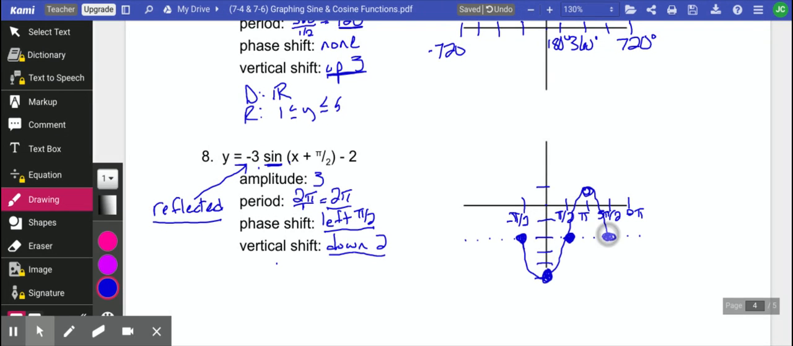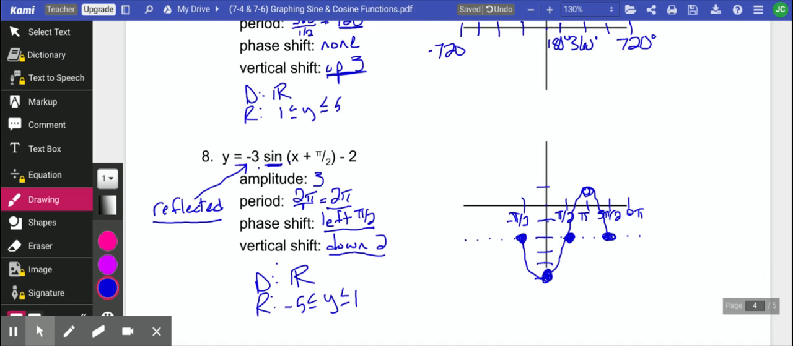Okay, lots of stuff happening in this graph. And it didn't ask us for the domain and range, but we can tell it anyway. Domain is always all real numbers. And the range for this one is, let's see, 1, 2, 3, 4, 5, from -5 to +1.